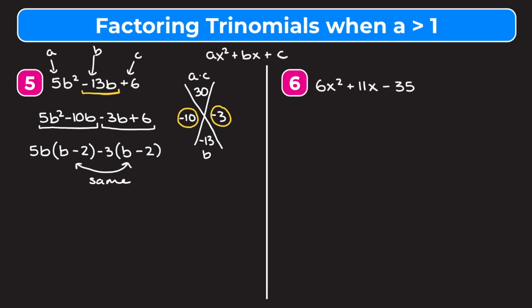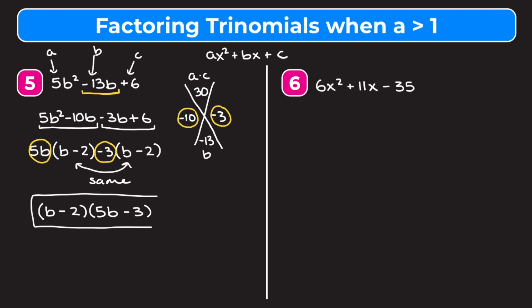And now finally, to make our final answer, we're going to take the parentheses that are the same, so b minus 2. That's going to be our first set of parentheses. And in our second set of parentheses, what we want to do is take these two terms here, so the 5b and the negative 3, and we're going to put those together, just add them together. So 5b minus 3 in our second set of parentheses. So we get b minus 2 times 5b minus 3 as our final answer.